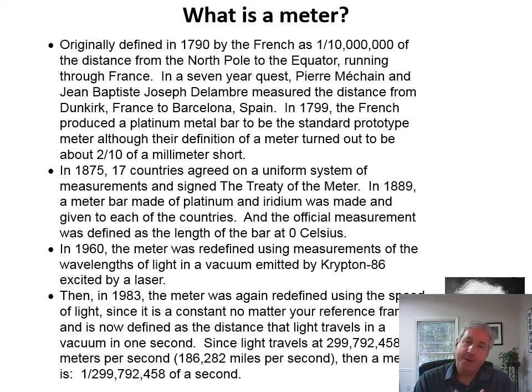So anyway, what they did was they decided to measure a fraction of the distance from the equator to the North Pole, and then use that to define the meter. They commissioned a quest. It took 7 years, and two guys, Pierre Méchain and Jean-Baptiste Joseph Delambre, measured the distance from Dunkirk, France to Barcelona, Spain. This happens to be an exact north-south distance, and they measured the distance between these two cities.